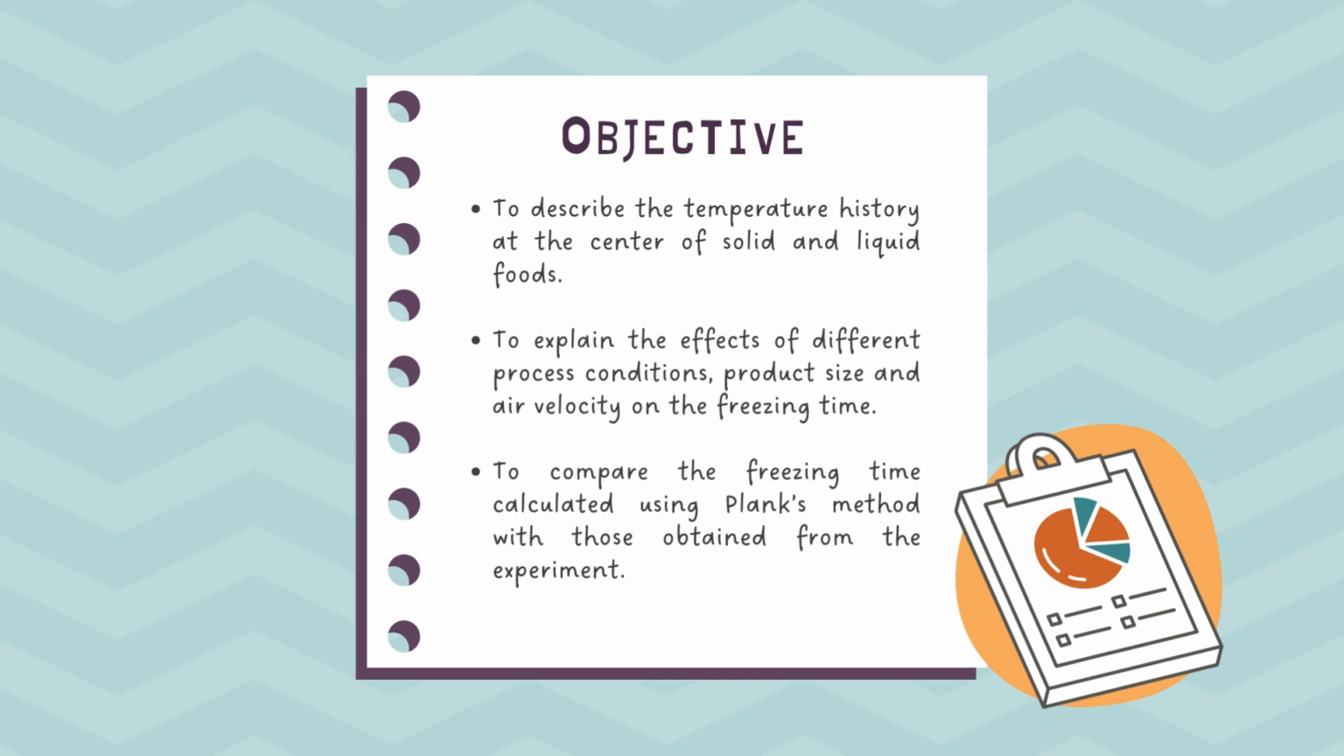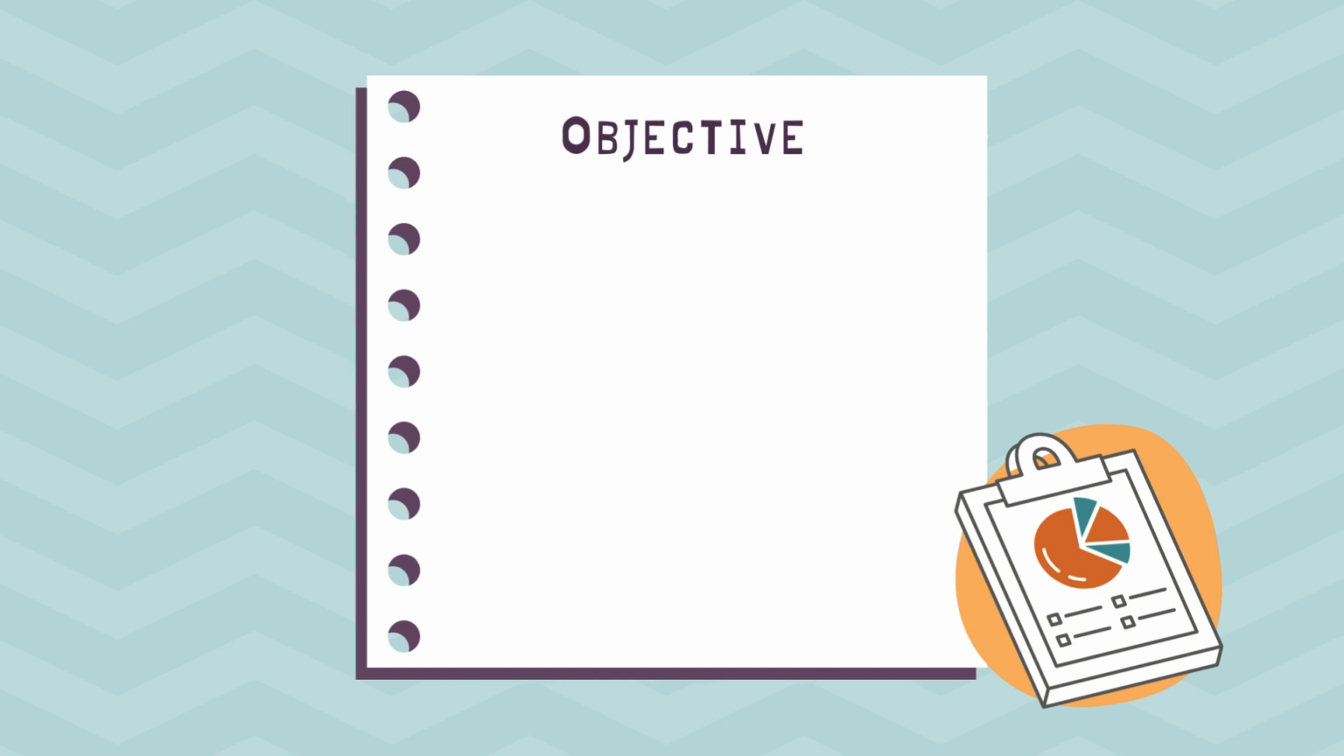Here, there are objectives for determining freezing time. First, to describe the temperature history at the center of solid and liquid food. Second, to explain the effect of different process conditions, product size, and air velocity on the freezing time. Third, to compare the freezing time calculated using the Planck method with those obtained from the experiment.